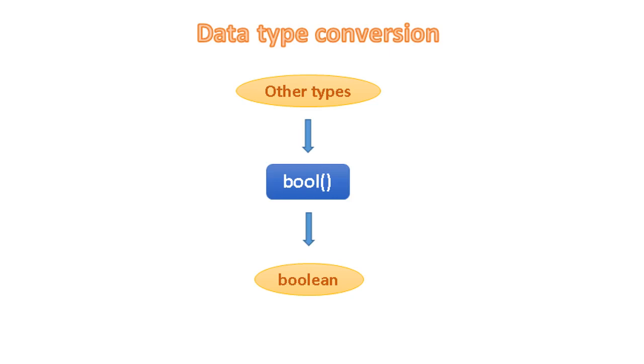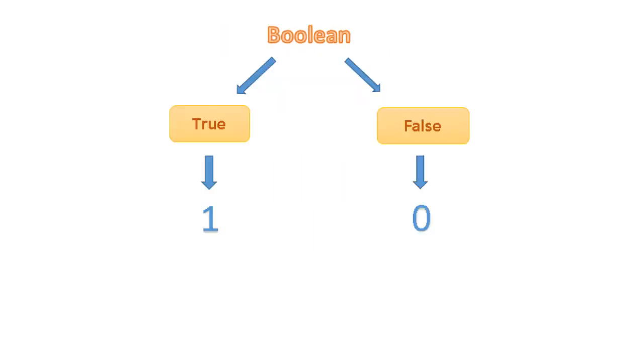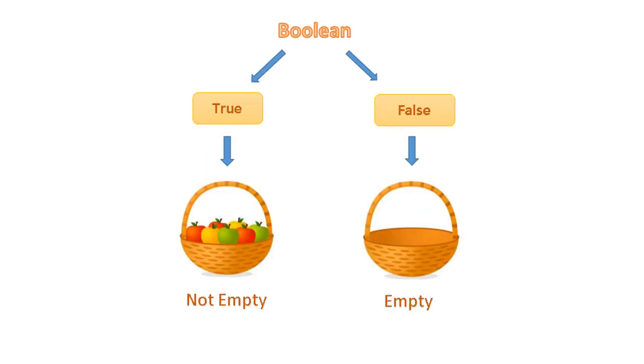Data type conversion. To convert any type of value to Boolean type, we can use the bool function. Generally, True is equal to 1, False is equal to 0. But in Python, any value which is not empty is True and any empty value is False.